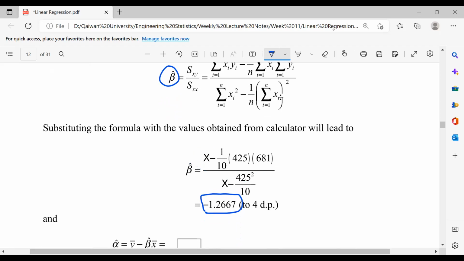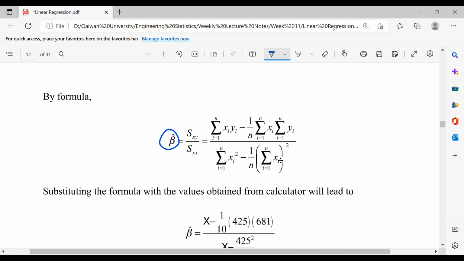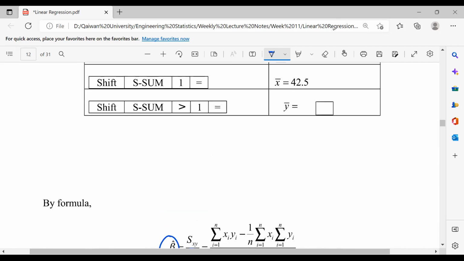Then we divide it by S sub xx. S sub xx is the sum of xi squared. Here we square all elements of xi. The elements of xi are 20, 25, 30, 35, and so on.